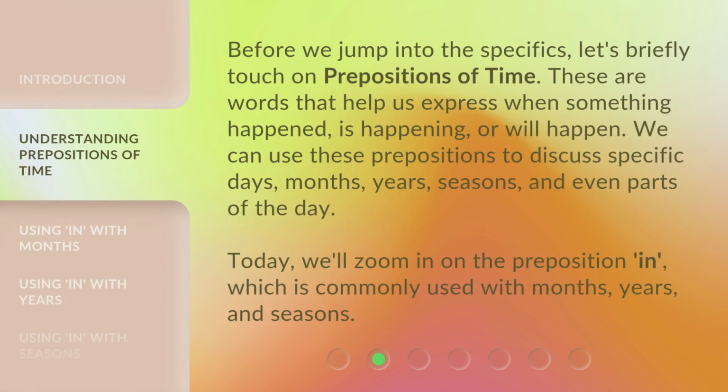Before we jump into the specifics, let's briefly touch on prepositions of time. These are words that help us express when something happened, is happening, or will happen. We can use these prepositions to discuss specific days, months, years, seasons, and even parts of the day. Today, we'll zoom in on the preposition "in," which is commonly used with months, years, and seasons.